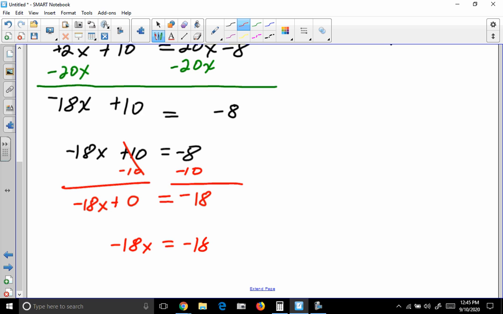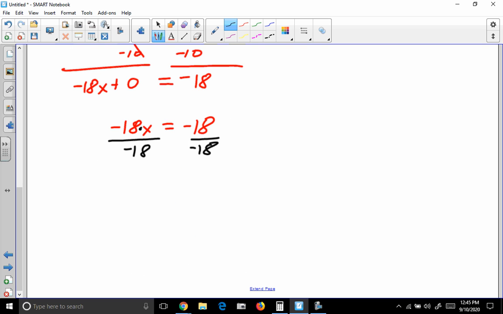And then to get x by itself, we just undo this. That's multiplied, so to undo it, we divide. Anything over itself makes 1, so we get 1x equals 1. Or we could just call that, instead of 1 times x, x equals 1.